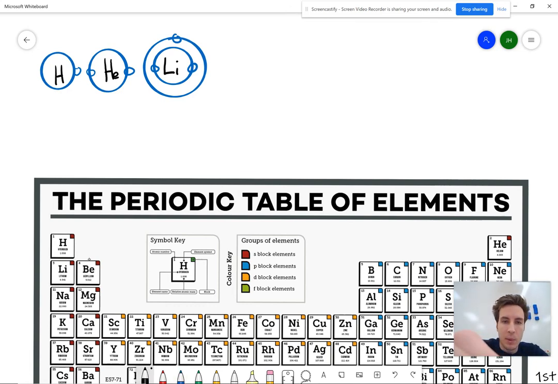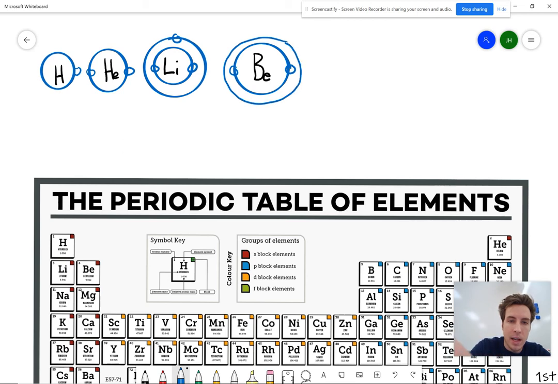Let's do beryllium next. Beryllium has the number 4. I'll give it a little bit more space here. Beryllium is capital B, lowercase e, and it has the atomic number 4, which means it has 2 electrons in the first shell, and the second shell is going to have another 2 because it has 4 electrons. There we go. There's a beryllium atom.